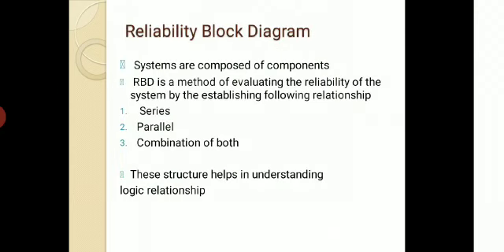So, reliability block diagram, RBD. Systems are composed of components. Almost all, this is in common. Any system is composed of some components. RBD, reliability block diagram, is a method of evaluating the reliability of the system by establishing the following relationships. In the reliability flowchart, we have discussed reliability block diagram and fault tree analysis, right? So this is one type of method which is going to evaluate the reliability of the system.